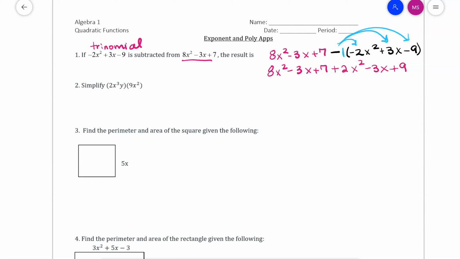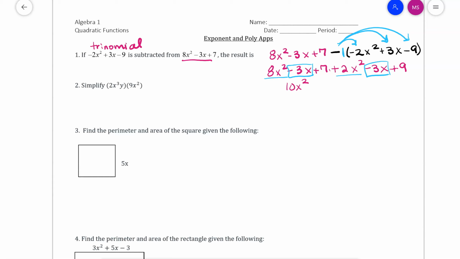All right, and then you're going to combine like terms. So start with the highest exponent. So highest exponent is 2. You are just adding the numbers, because that is your operation. You're either going to add or subtract. So 8 plus 2 gives you 10, and the x squared just comes along for the ride. It does not change. So your next one would be negative 3x.